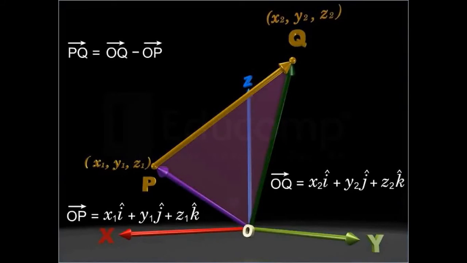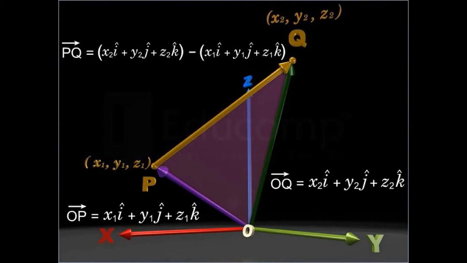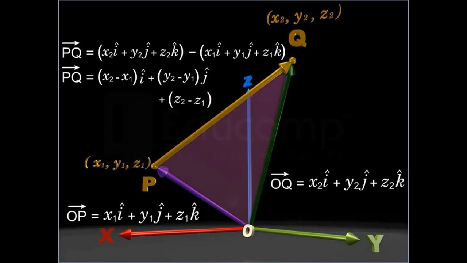Next, substitute the component form of vectors OQ and OP in the equation vector PQ is equal to vector OQ minus vector OP. Thus, you get vector PQ as (x2 minus x1) i cap plus (y2 minus y1) j cap plus (z2 minus z1) k cap.